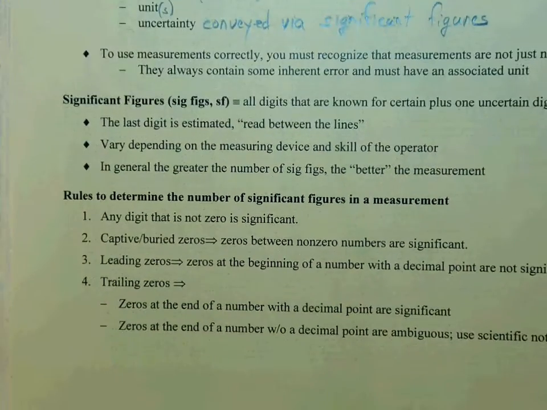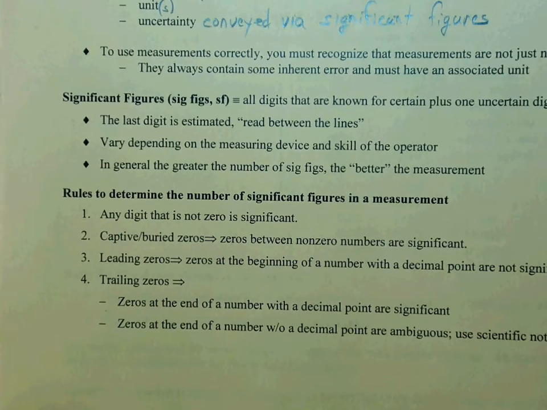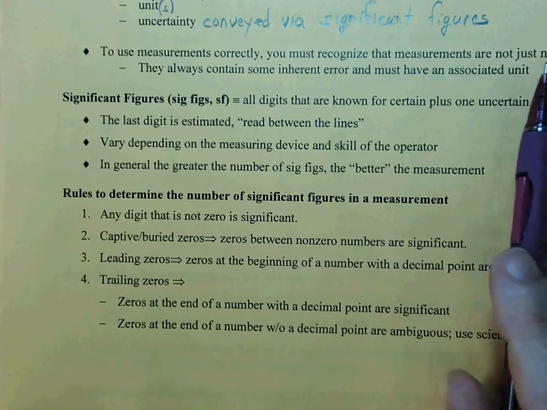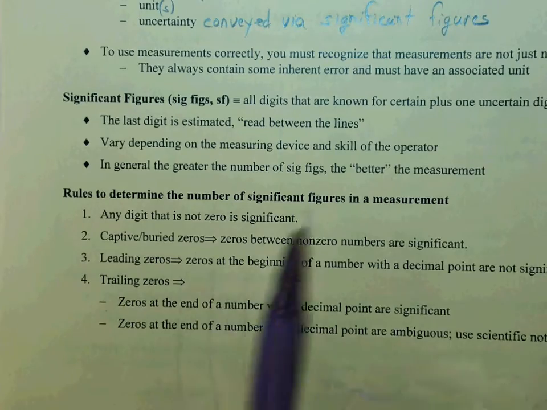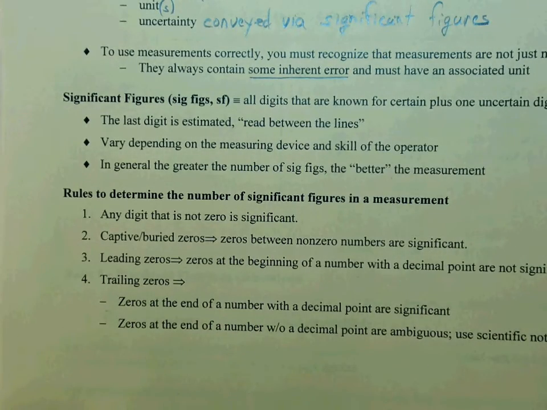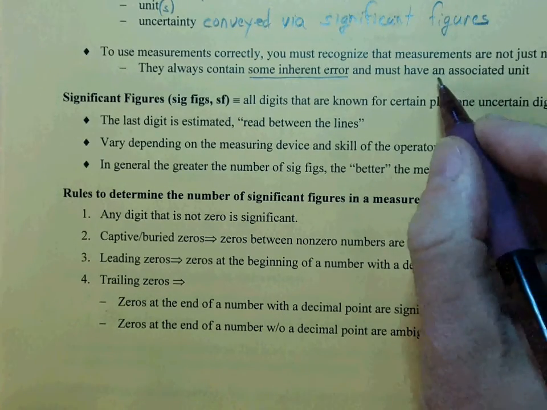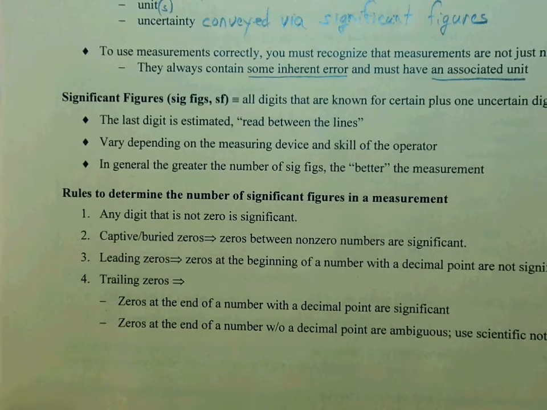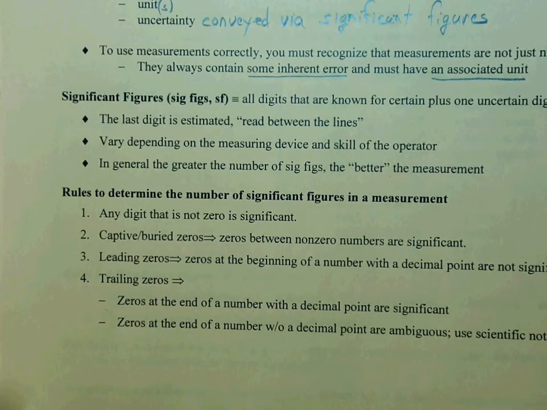And when we use measurements correctly in a calculation, we recognize that the measurements are not just numbers. They always contain some inherent error, and that error may be propagated through the calculations and affect the quality of our calculation. And whenever we report an answer, we have to make sure we have the appropriate units.